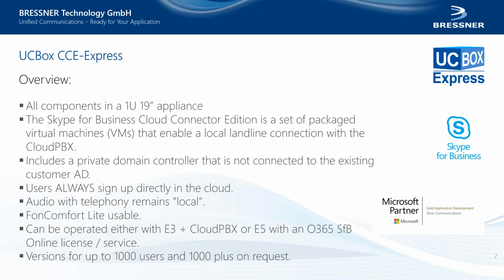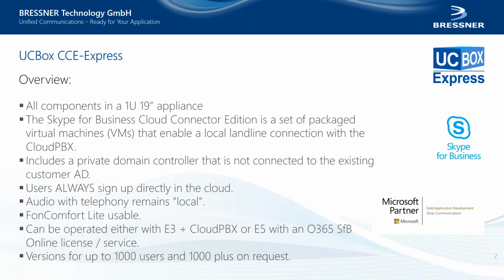The advantage of our box is all components are placed in a one U 19-inch appliance. The Skype for Business Cloud Connector Edition is a set of packaged virtual machines. So at the end of the installation, you have four virtualized machines running on our host system, the CC Express box. There is a domain controller included in the machine, and you must be aware of that. All your users are logged on to Office 365 Skype Online, so the Active Directory does not have to be used as a logon domain.